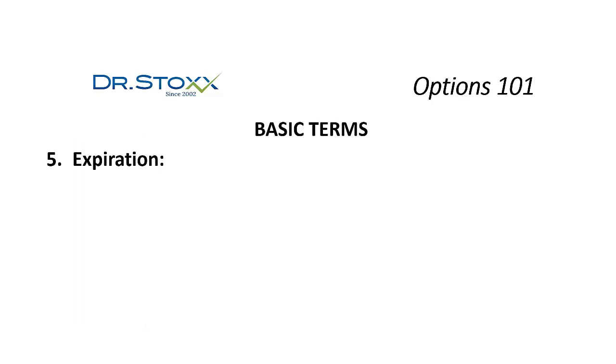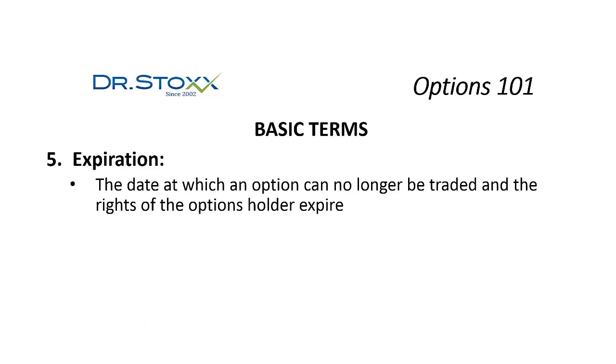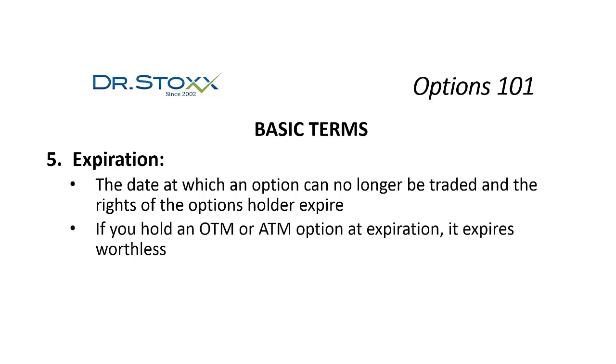A few more basic terms here and then we're done. Expiration is the date at which an option can no longer be traded and the rights of the option holder expire. So if you have a call option that expires on the date of expiration, if you are in the money, you have an obligation then to buy the shares of the stock. If your call option expires out of the money, however, the option expires worthless, and you simply lose the amount of premium that you paid for that option.